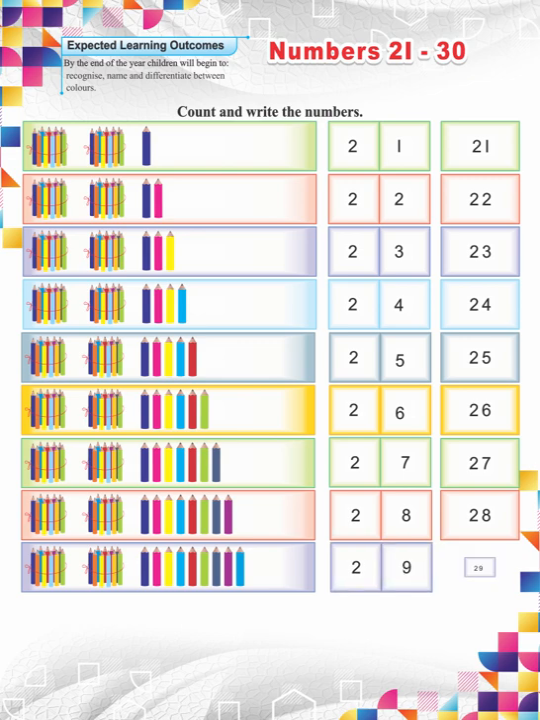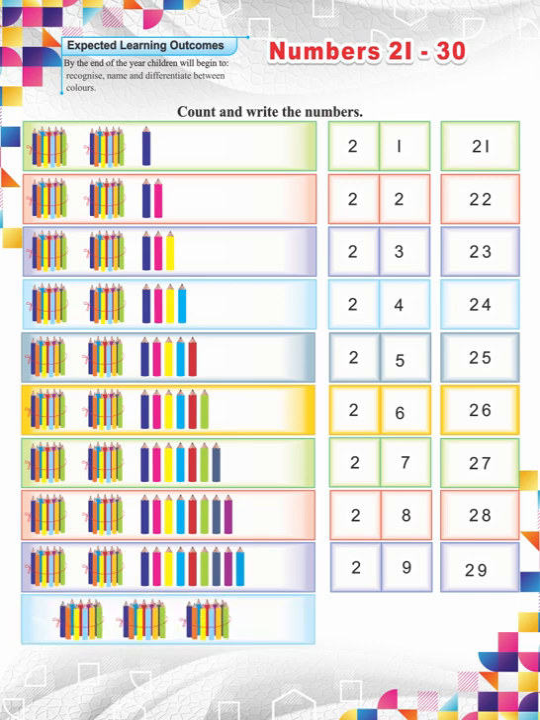There are 29 pencils. In the 10th row, count the pencils. There are 3 bundles of 10 pencils each. There are 30 pencils.